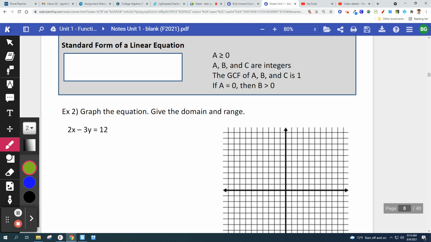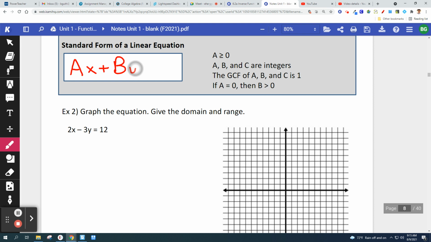Standard form of a linear equation is the same thing standard form was in Algebra 1 class. Ax plus By equals C. And we use capital letters on purpose to try and remind you of a couple of things. Over there on the right side, you've got a couple of little extra stipulations.